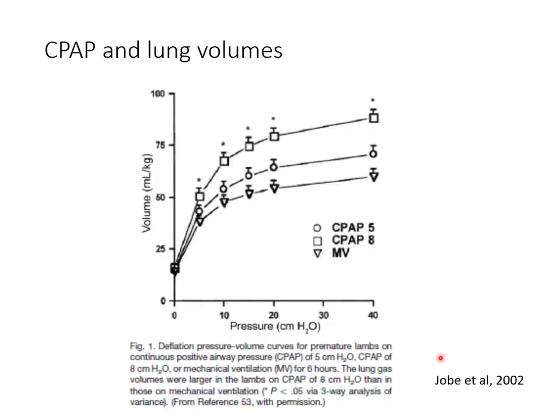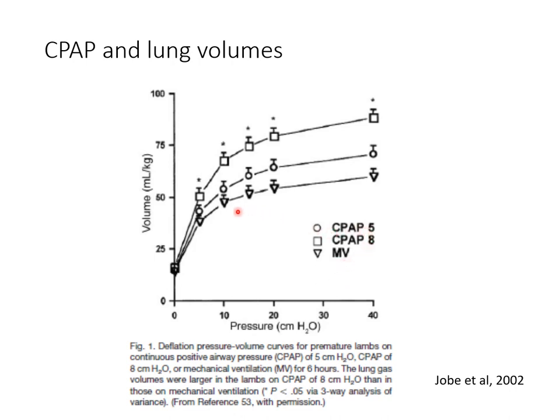So what are the physiological effects of this CPAP? We can see the effect of CPAP in this graph. This is a 2002 study on premature lambs. See that the pressure is on the x-axis and the volume is on the y-axis. As the pressure increases, the volume also increases. And these are at different levels of CPAP, and one is at mechanical ventilation.